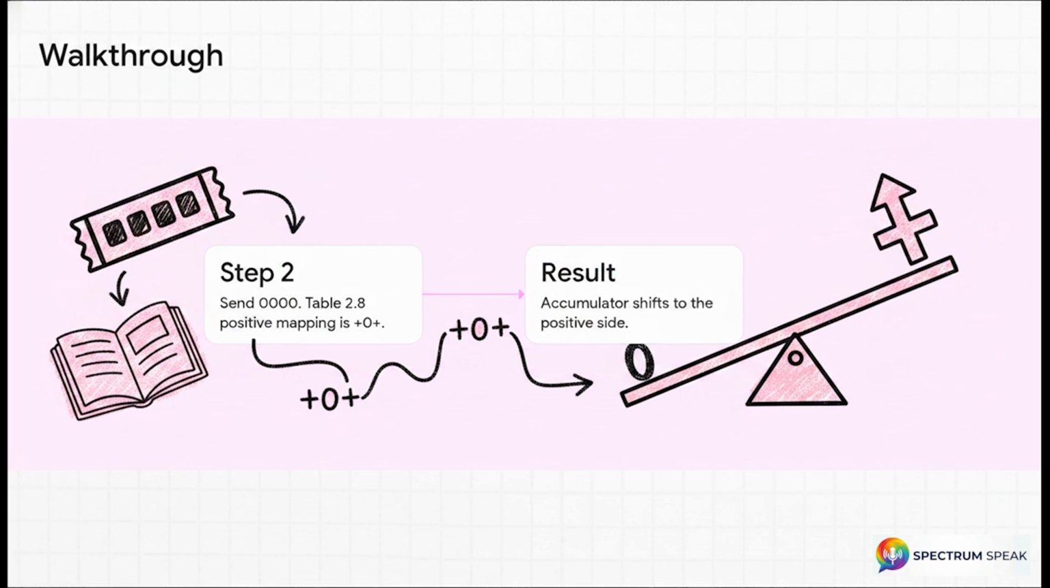Step 2. Now we want to send 0000. We find this one in Table 2.8, which means we have to make a choice. Right now, our accumulator is sitting at a neutral 0. Because we're neutral, the protocol lets us grab the positive mapping, plus 0 plus. We send those ternary symbols down the wire, but here is the crucial part. Our internal accumulator tracks that shift. It now knows the seesaw is currently tilted up on the positive side.